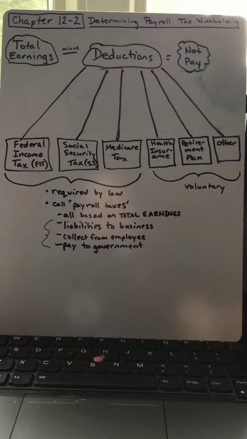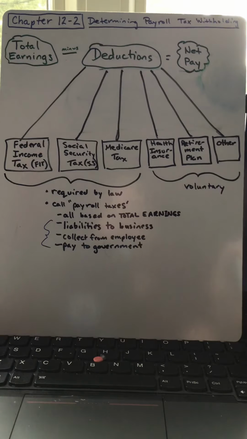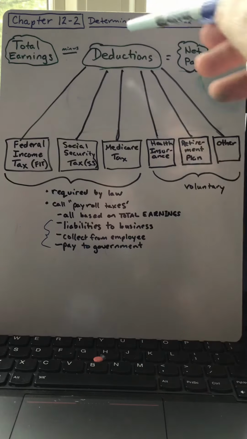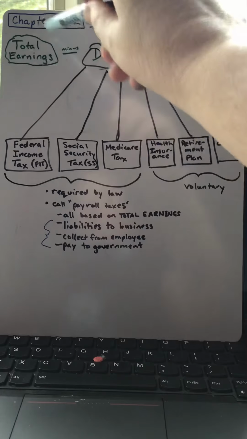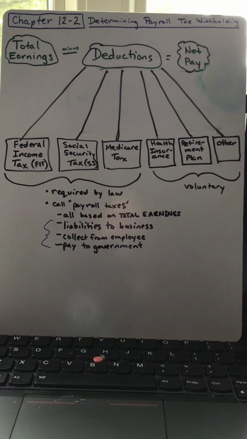Good morning. We are going to cover Chapter 12-2, Determining Payroll Tax Withholding today. The formula, similar to the accounting equation that you need to learn pretty badly, is total earnings minus deductions equals net pay. And starting with total earnings, we did that in Section 12-1, as you recall.